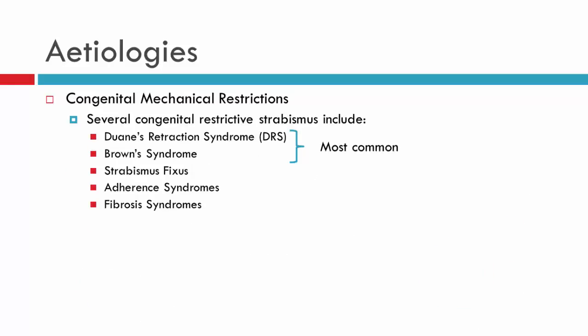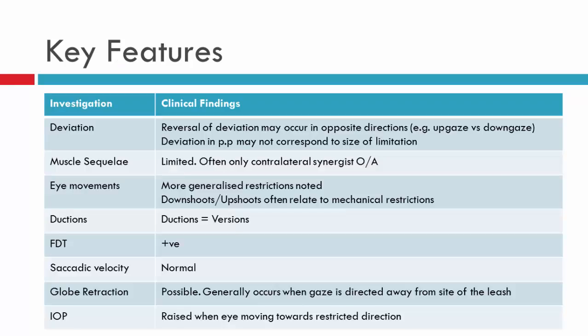Okay, let's move on to congenital mechanical restrictions. There are a number of congenital disorders that lead to mechanical restrictions, and I've listed several there. We've got Duane's retraction syndrome, Brown syndrome, strabismus fixus, adherence syndromes, and fibrosis syndromes. Our focus in this subject will be the top two there, Duane's retraction syndrome and Brown syndrome. These are the most common, and the most common that you'll see in the clinical environment. And we'll talk more about them in some subsequent videos and what causes these particular conditions.